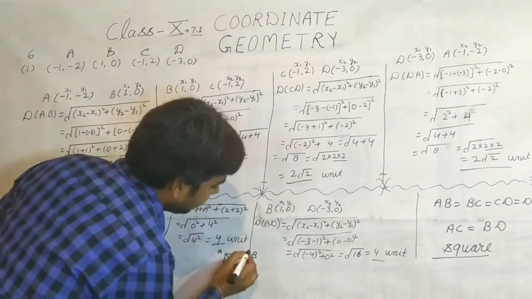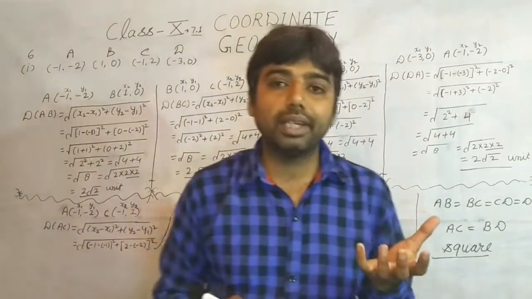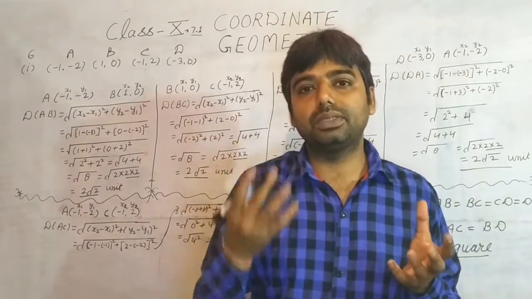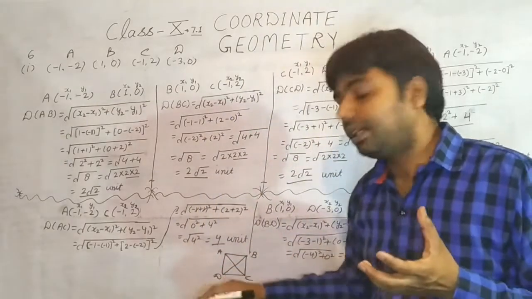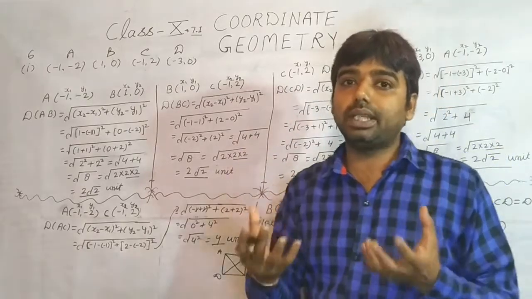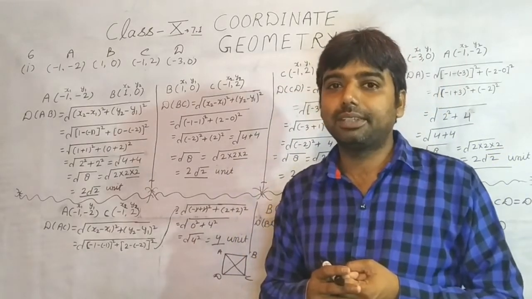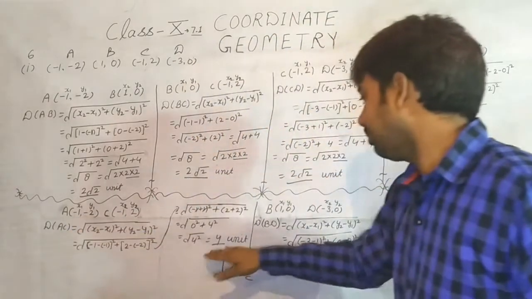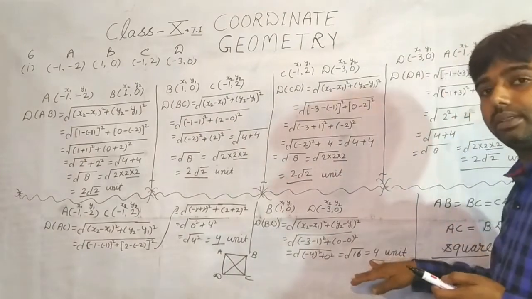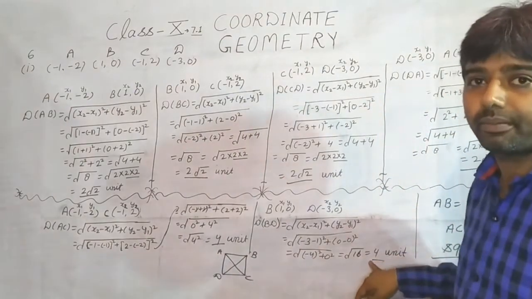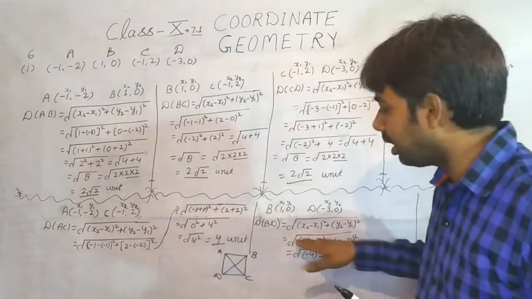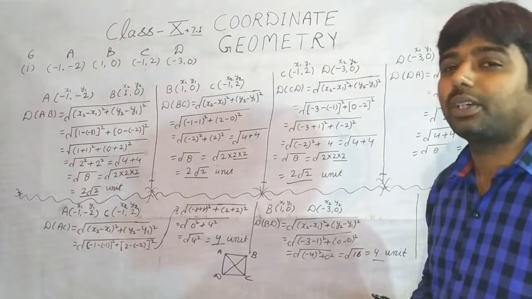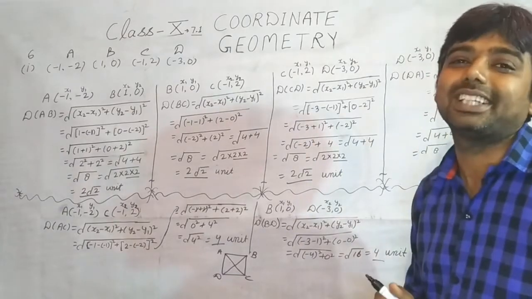What are the diagonals? AC and BD. Take the points A and C and find the distance, then take the points B and D and find the distance. If both diagonals are equal, then we can say it's a square. After finding the distance of AC and BD, you can see these both diagonals are also equal. Of course it's a square.